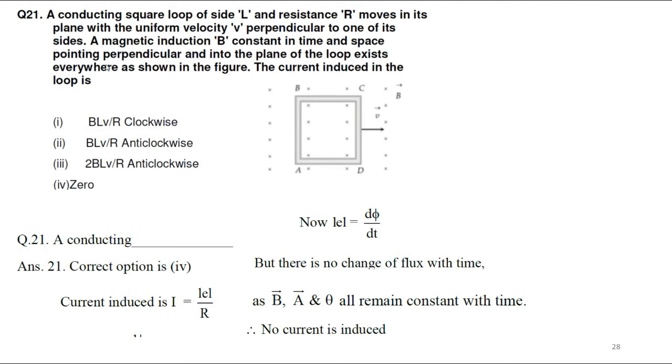Question number 21. A conducting square loop of side L and resistance R moves in its plane with the uniform velocity V perpendicular to one of its sides. A magnetic induction B constant in time and space, pointing perpendicular and into the plane of the loop, exists everywhere as shown in the figure. The current induced in the loop is: option 1, BLV by R clockwise; option 2, BLV by R anti-clockwise; option 3, 2 BLV by R anti-clockwise; option 4, 0.